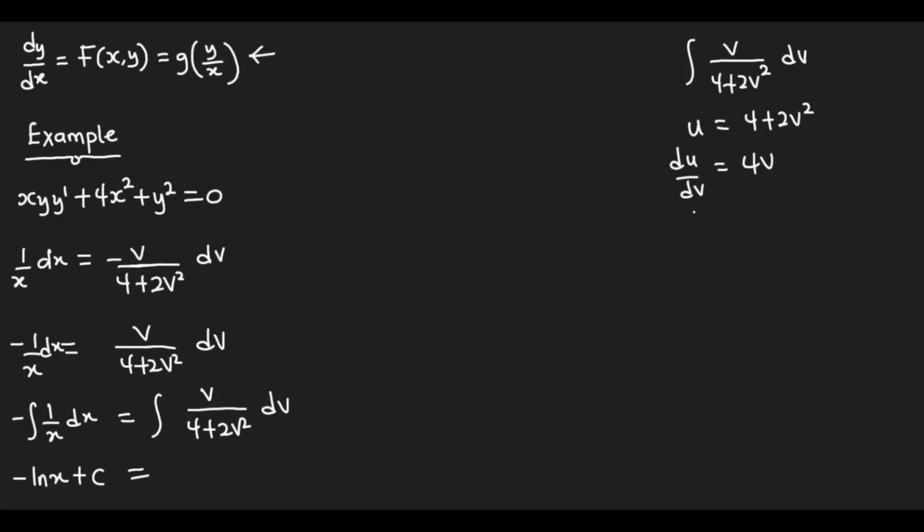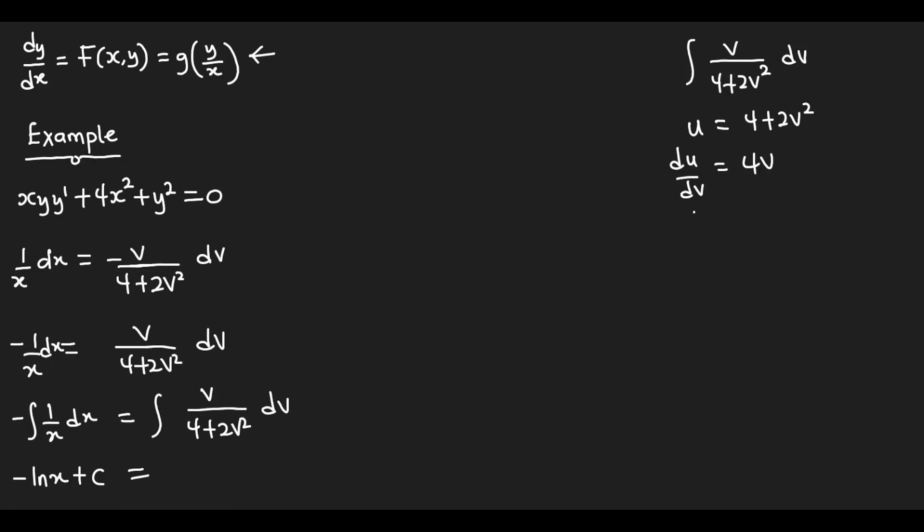So now let's do the substitution back into the integral. We're going to have the integral of v, and now 4 plus 2v squared is u. So I'll bring u here, and then you're going to have du over 4v. So this v will cancel out this, and then you're going to have the integral of 1 over 4u du. So I'll bring the 1 over 4 here, and the integral of 1 over u du, and this will give us 1 over 4 ln u. But we know u to be 4 plus 2v squared, so the integral will be 1 over 4 ln of 4 plus 2v squared. So now let's write the final equation.